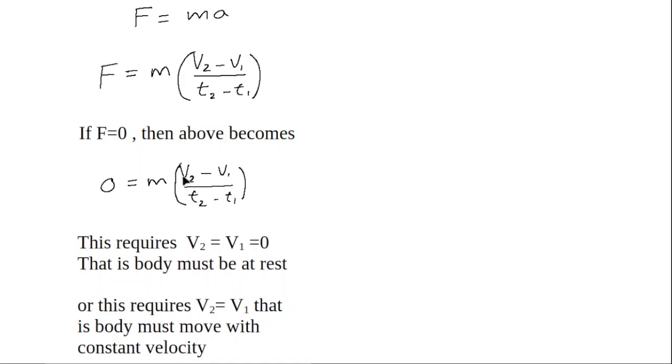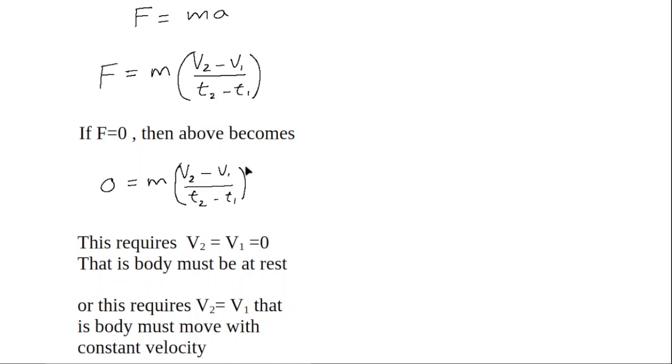So only the numerator, v2 - v1, should become 0. Then only the right hand side becomes 0, with the left hand side being 0. Here the numerator is v2 - v1. v2 - v1 can become 0 when v2 = v1, and when the object is moving with constant velocity, the final velocity is equal to the initial velocity. Or if both v1 and v2 are equal to 0, then also the right hand side becomes 0.